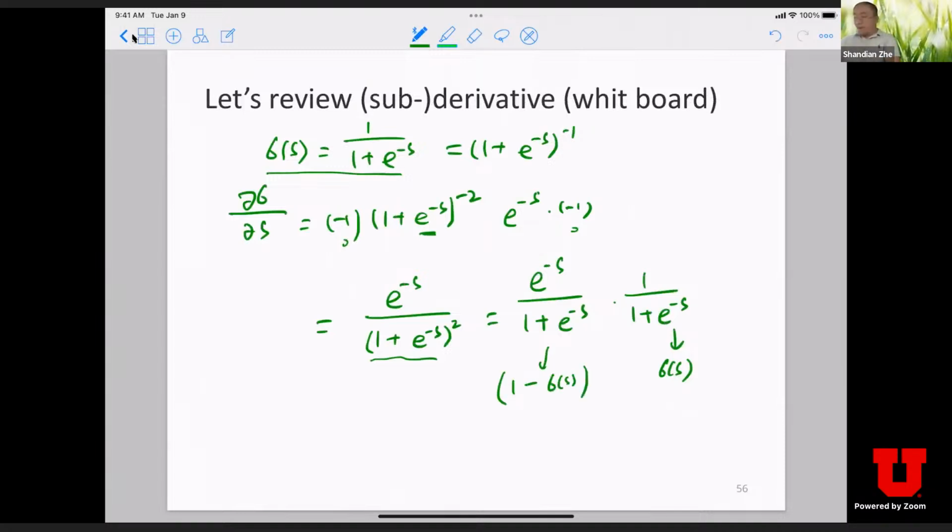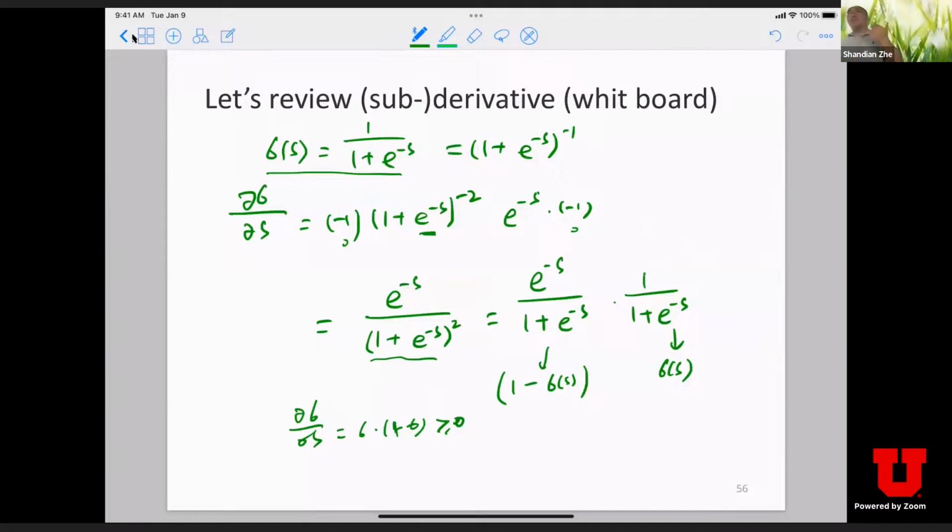This is a very well-known result. The derivative of the sigmoid function is sigma times 1 minus sigma. It's non-negative: the sigmoid function itself is between 0 and 1, so 1 minus sigma is between 0 and 1 as well. Their product will always be non-negative. That means this function is monotonically increasing. Okay, just to give you the result.